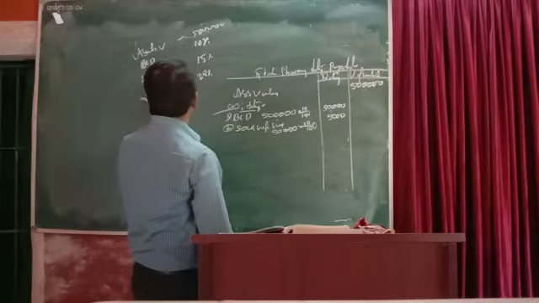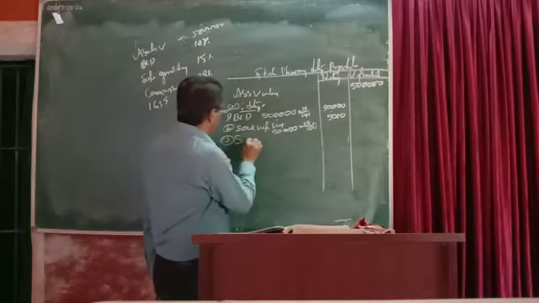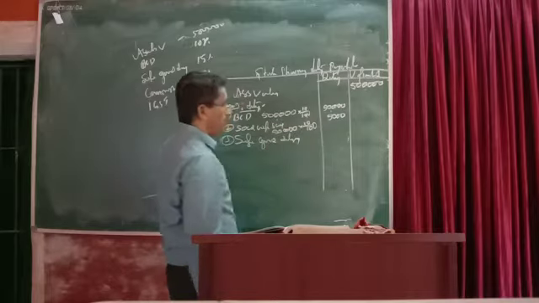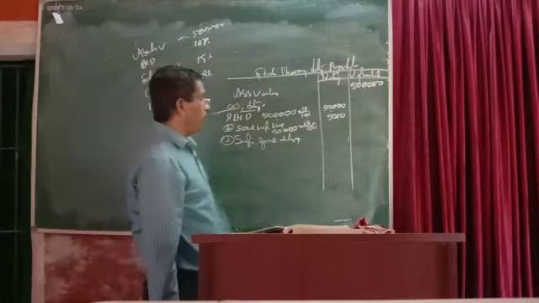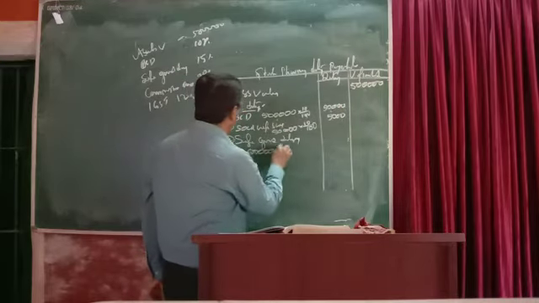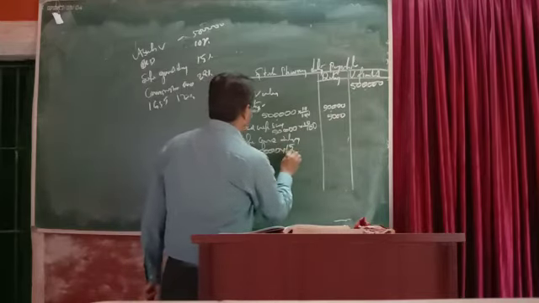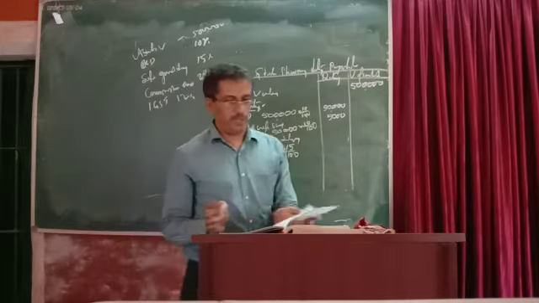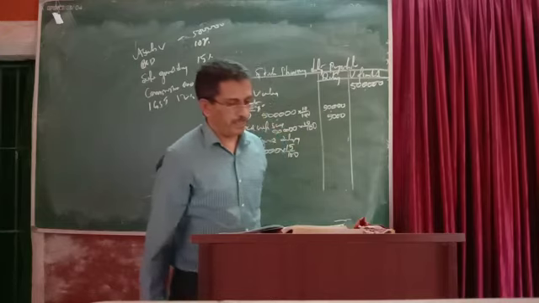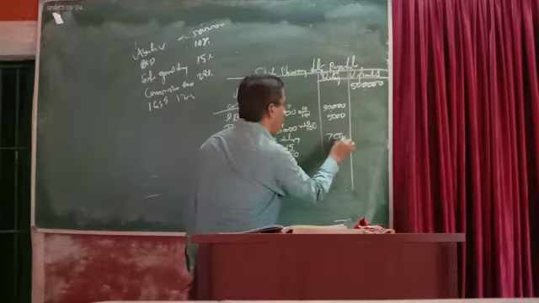Thereafter, we are supposed to go for safeguard duty. Safeguard duty from assessable value: 5 lakh into, at what percent is safeguard duty here? 15%. 15% safeguard duty here should be 75,000.